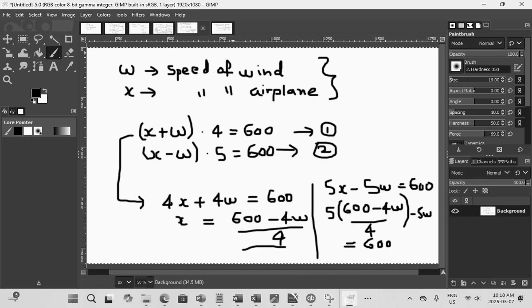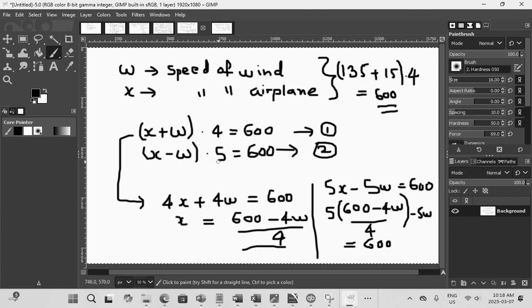You can verify these two figures by subbing in and checking if the left-hand side equals the right-hand side. Okay, so 135 plus 15 into 4, does that equal 600? So 135 plus 15 is 150. 150 times 4, this will be 600. So left-hand side equals right-hand side.